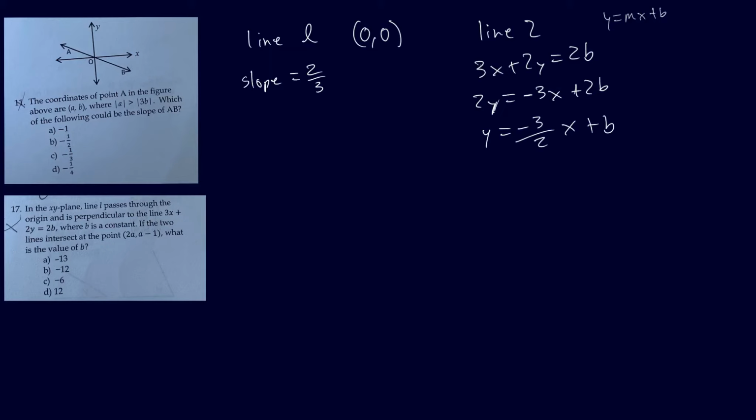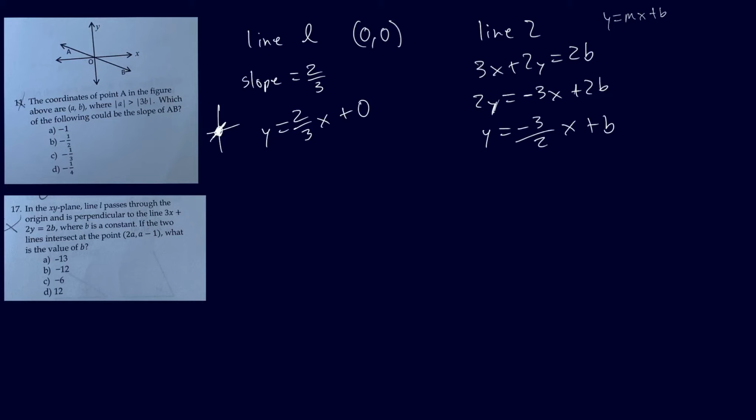Now, because we know that the line passes through the origin, the y-intercept would be the origin itself, or 0. So I can write an equation, y equals 2/3 x plus 0. So that's the equation for line L. Okay, now that's a bunch of information that we derived from the first sentence.